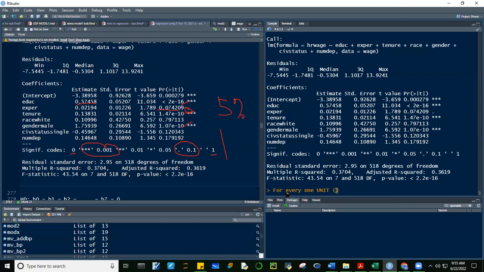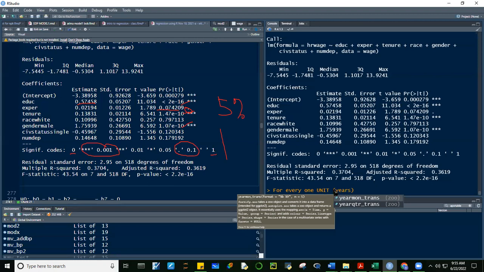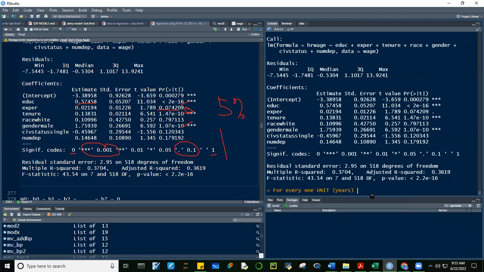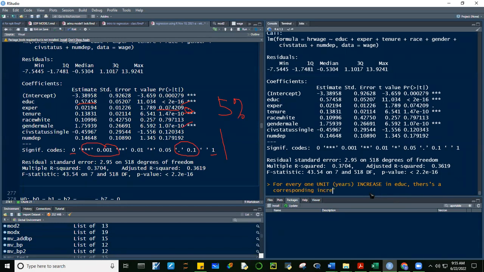1 unit of what, guys? Unang-una, ano yung unit natin? It refers to education, di ba? So education is in years. So you can say here, for every 1 year. No? So pwedeng diretso, for every 1 year, increase in education, corresponding increase in hourly wage.